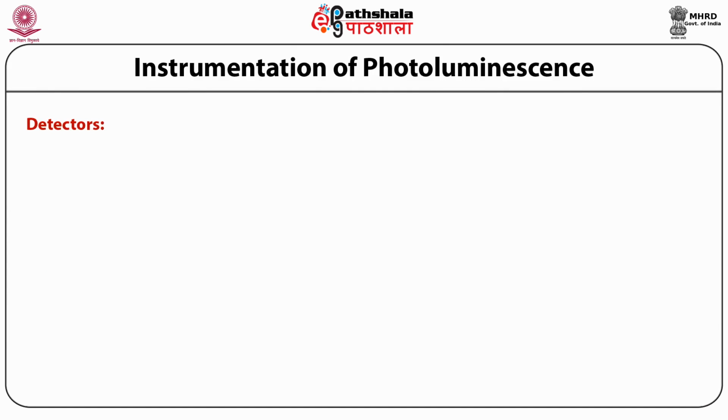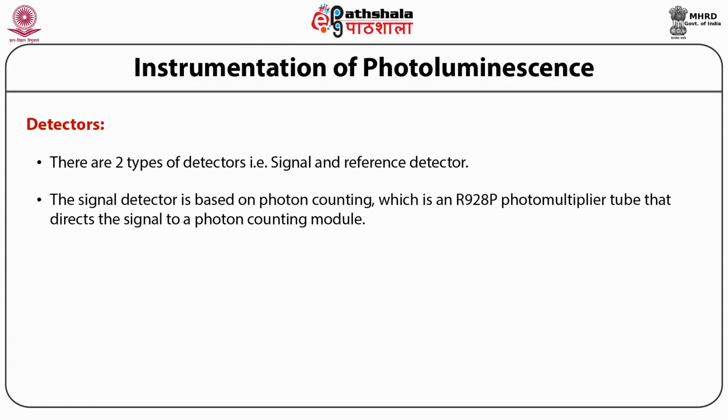Next are the detectors. There are two types of detectors, that is, the signal and reference detector. The signal detector is based on photon counting, which is an R928P photomultiplier tube that directs the signal to a photon counting module.